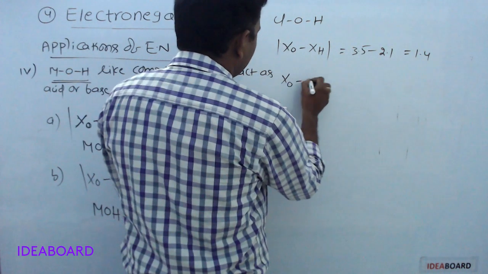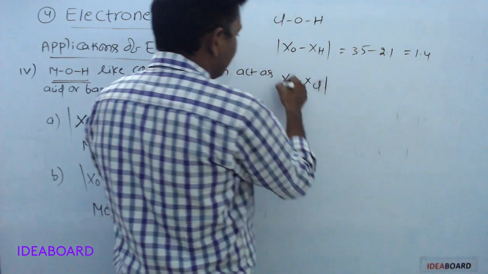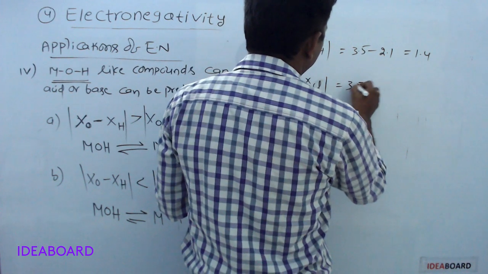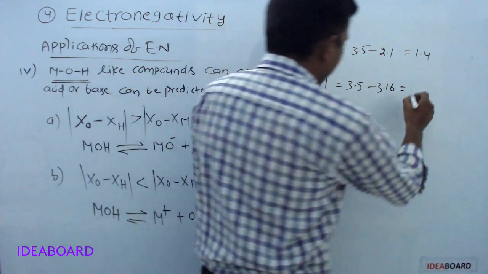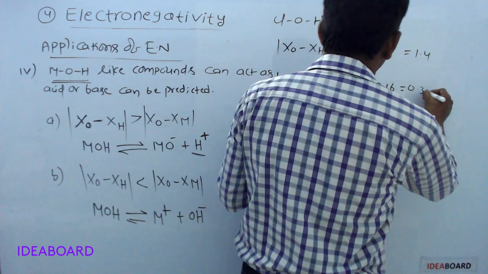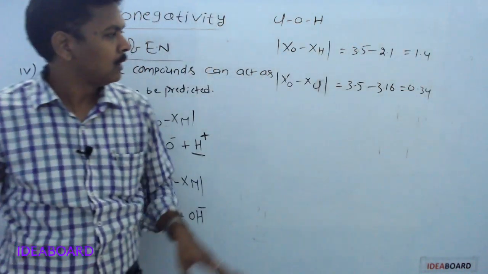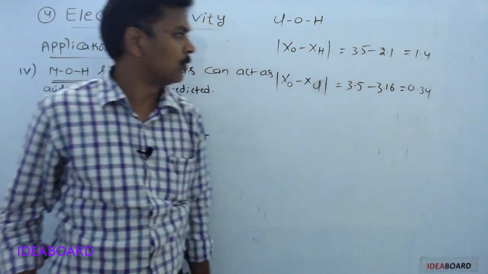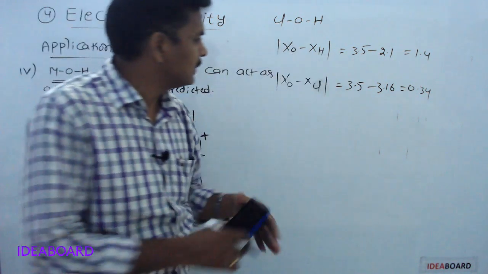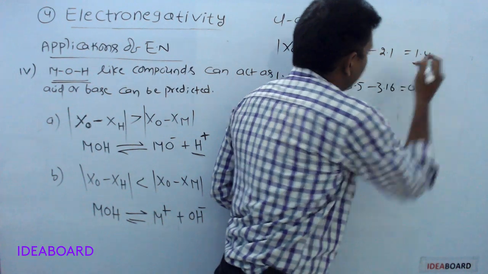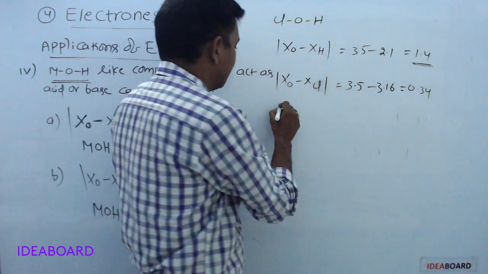Next, the electronegativity of oxygen minus the electronegativity of that element M, that is chlorine. This difference is 3.5 minus 3.16 for chlorine, which is 0.34. XO minus XH is 1.4, XO minus XCl is 0.34. If XO minus XH is greater than XO minus XM, it can act as acid. So ClOH is acid because XO minus XH is 1.4 and XO minus XCl is 0.34. So it can act as acid.